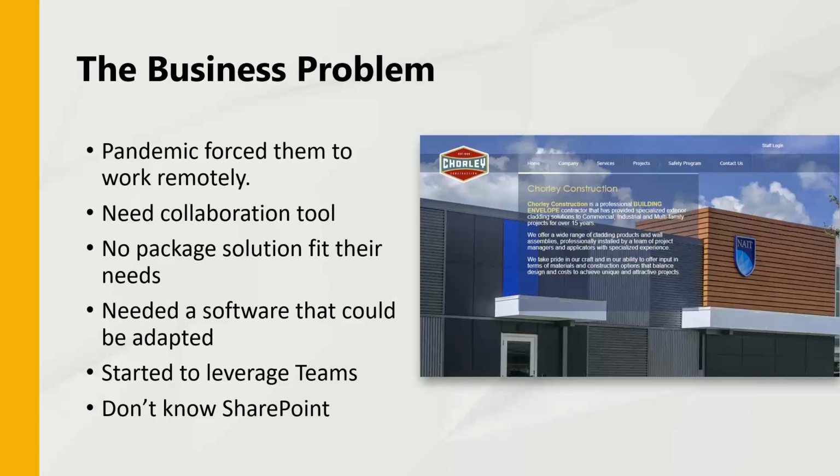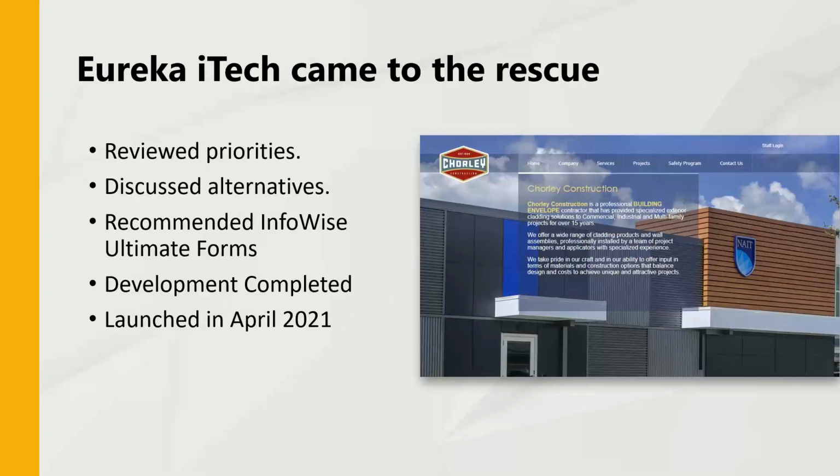They were just using Teams out of the box and implemented all the typical features that come out of the box in Teams. Once they started using Teams, they found that they could use it for other things as well, and they were looking to see if they could enhance that interface and add some of the business processes to it. So they engaged us, we met with them, we reviewed their priorities, discussed different options, including Power Apps and Flow, and we landed that the best option for them was Infowise Ultimate Forms.